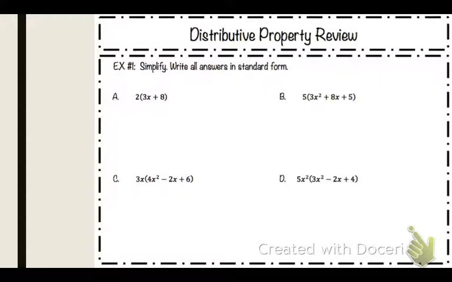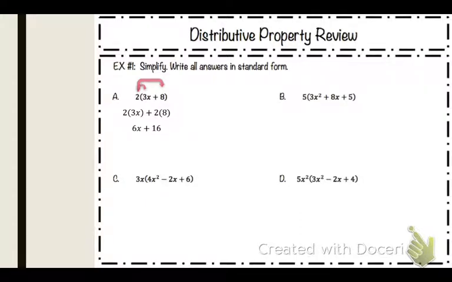So now let's do the first examples. So we're going to do the distributive property. You guys should know what that is. But basically, let's look at example A. We're going to distribute that 2 to both terms. So we're going to multiply 2 to the 3x and 2 to the 8. So it's 2 times 3x plus 2 times 8. You finish simplifying that out. 2 times 3x is 6x. 2 times 8 is 16. Final answer.